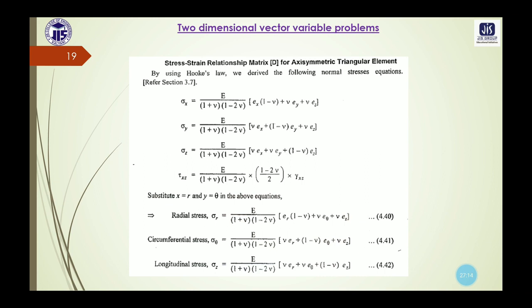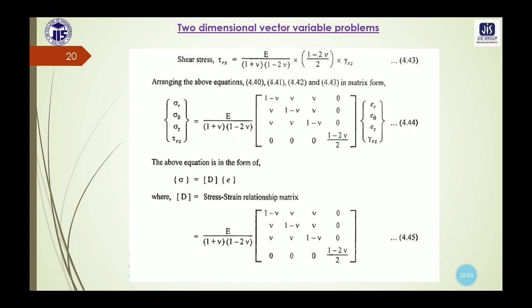Here nu is the Poisson's ratio. Next we can write the formula of the circumferential stress, sigma theta, and this is our equation number 4.41. Next we have the formula of the longitudinal stress, sigma z, and here we have equation number 4.42. So these are the formulas for the radial stress, circumferential stress and longitudinal stress. Next we need to find the formula for the shear stress. The shear stress tau rz equals E by 1 plus nu into 1 minus 2 nu multiplied by 1 minus 2 nu by 2 into gamma rz. E is the Young's modulus and nu is the Poisson's ratio.